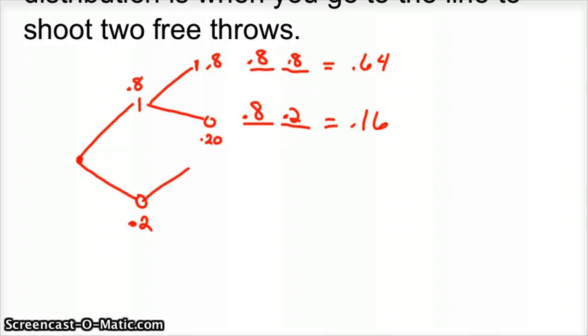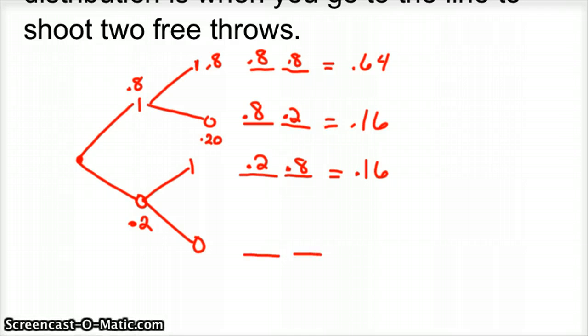And then if you miss the first one, you've got two chances again. You could either make it or miss it. So there would be 0.2 for missing the first shot, 0.8 for making the second, and so you've got a 0.16 chance. And then here is if you miss them both, so 0.2 times 0.2, which is 0.04. So here's your probability distribution for two free throws if you have an 80% chance of making each one.